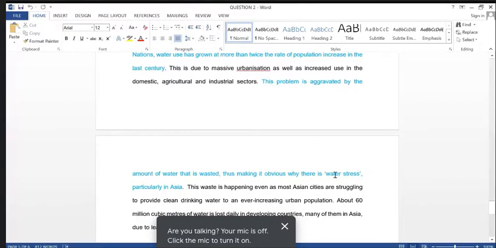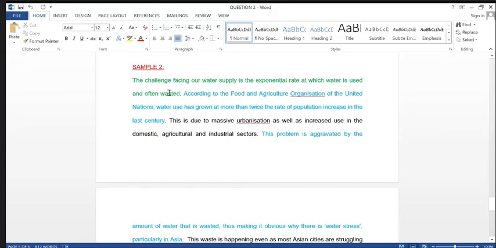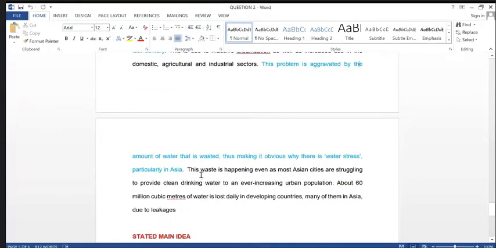Thus making it obvious why there is water stress, particularly in Asia. All right, so you can see that the next sentence is targeting to elaborate further this focus in the main idea. And the following sentence, number 5, this waste is happening even as most Asian cities. This waste is talking about water wasted.